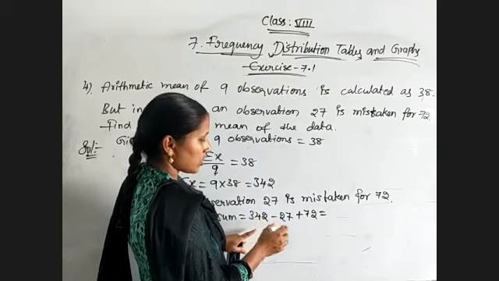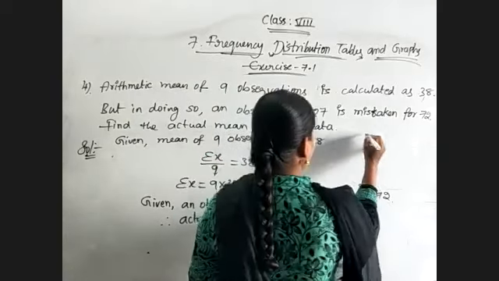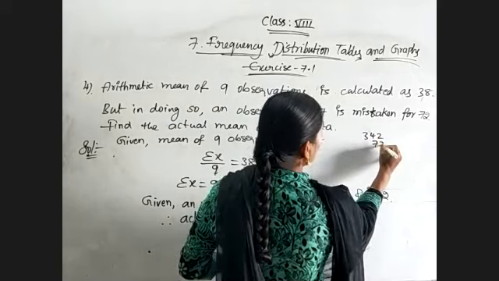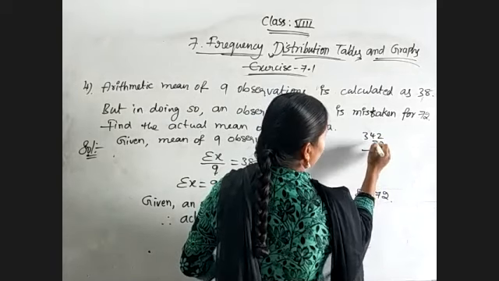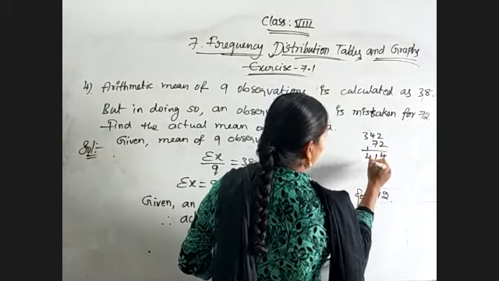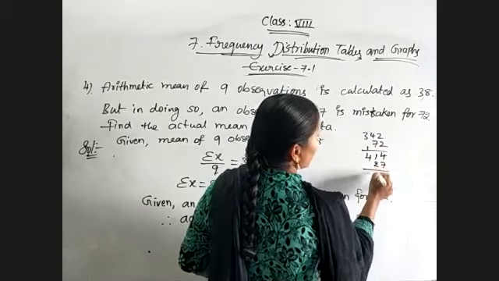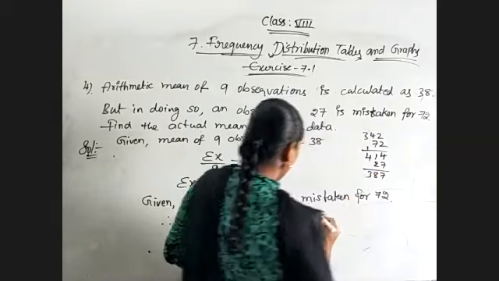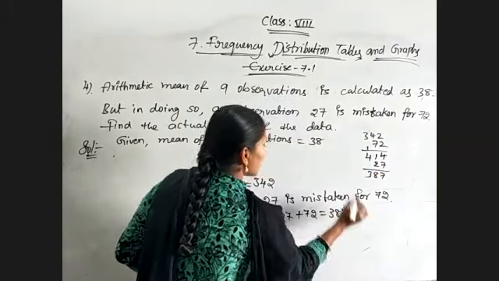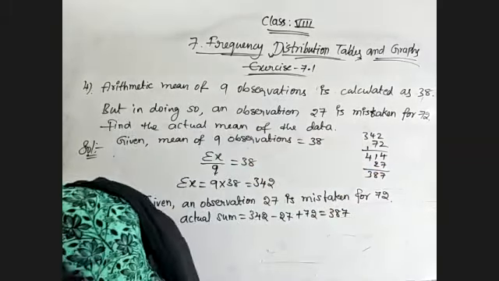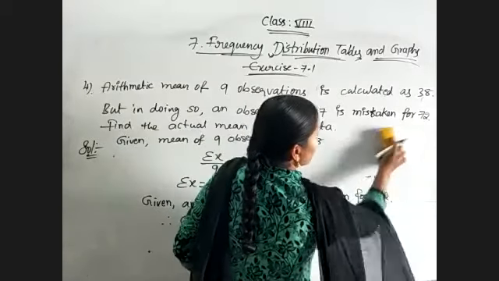So just to do the addition, what will we get? 342 plus 72: 2 plus 2 is 4, 4 plus 7 is 11, 1 carried, 3 plus 1 is 4, so 414. Minus 27: 14 minus 7 is 7, 10 minus 2 is 8, 3. So 387 will be the new sum. And the number of observations remains the same. There is no change in the number of observations.